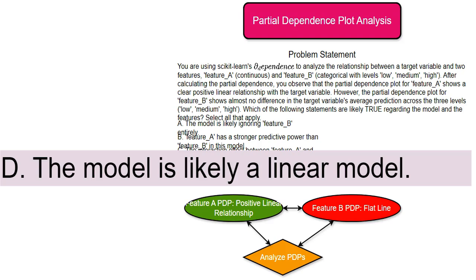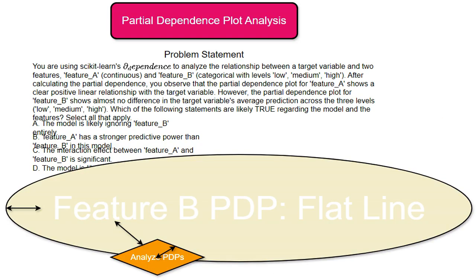an impact. The partial dependence plot, PDP, for feature_A shows a straight upward sloping line. This tells me that as feature_A increases, the model predicts a higher value for the target variable. That's a strong positive relationship. In contrast, the PDP for feature_B is flat. This means the model's prediction doesn't change much regardless of whether feature_B is low, medium, or high. This suggests feature_B has a weak or no effect on the model's predictions.